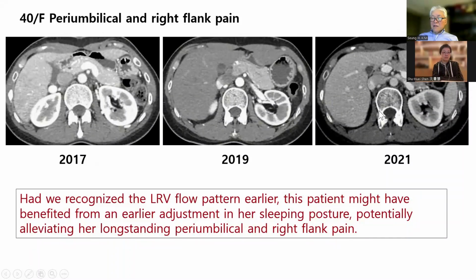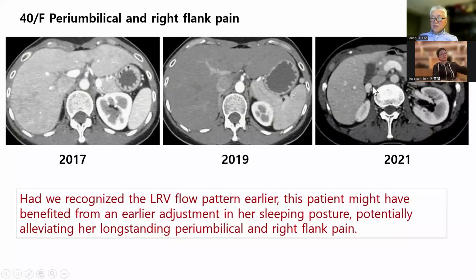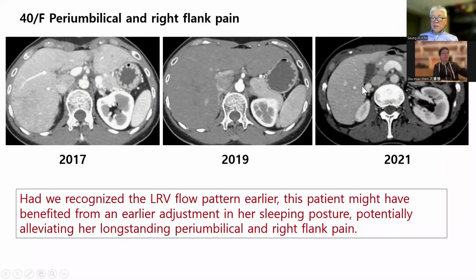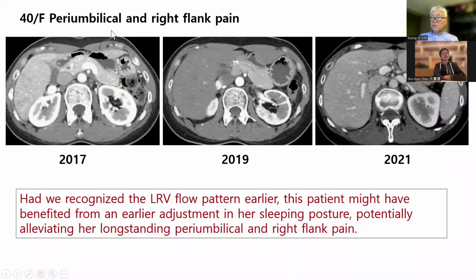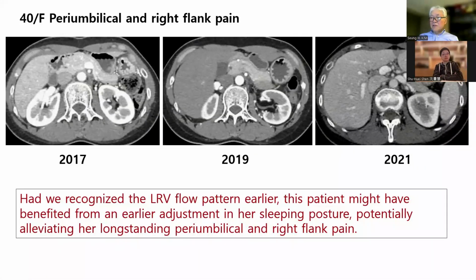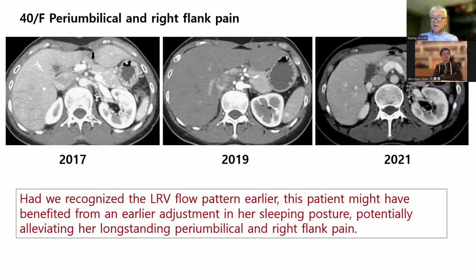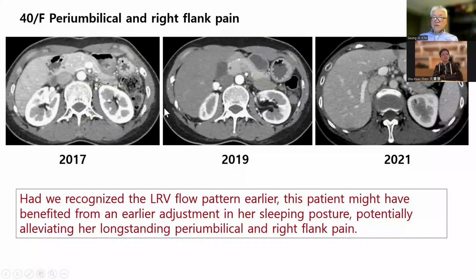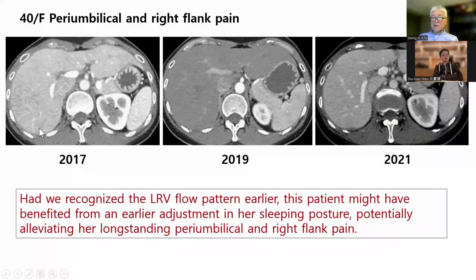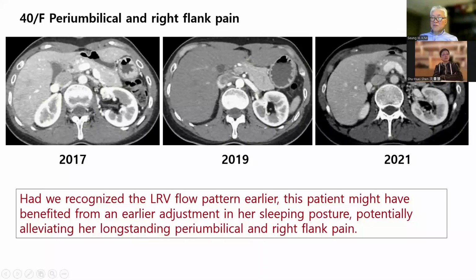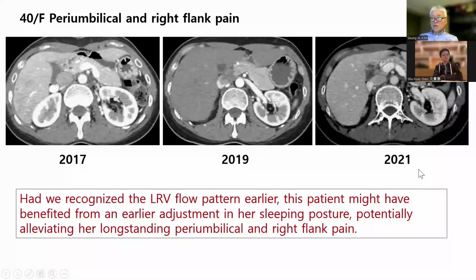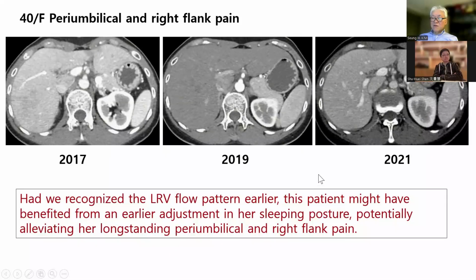And I asked the clinician to recommend the patient to avoid supine sleeping, and this patient's periumbilical and right flank pain disappeared after she changed her sleeping posture. And if we had made a diagnosis in 2017 and asked the patient to avoid supine sleeping, probably this patient would not have had these symptoms during those 4 or 5 years.